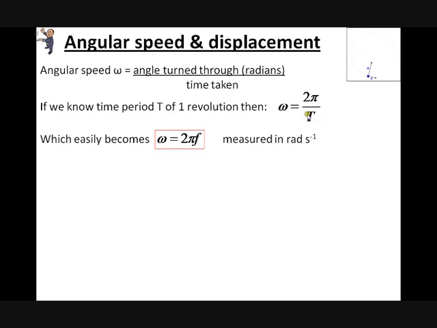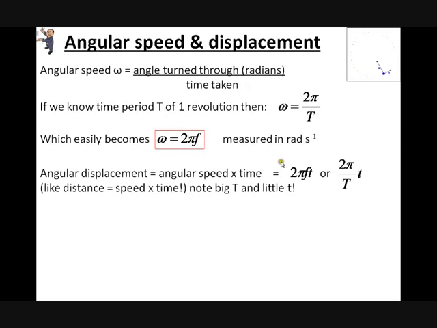Because frequency is 1 over the time period, it's easy to write this equation as omega equals 2 pi f, the units of which are radians per second, which is quite easy to see from this formula here.